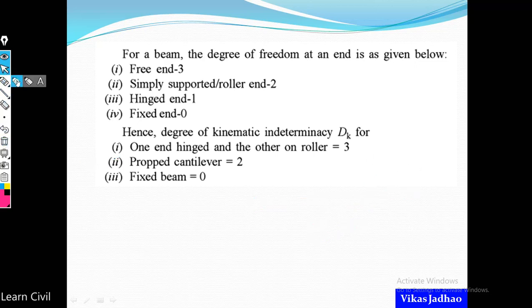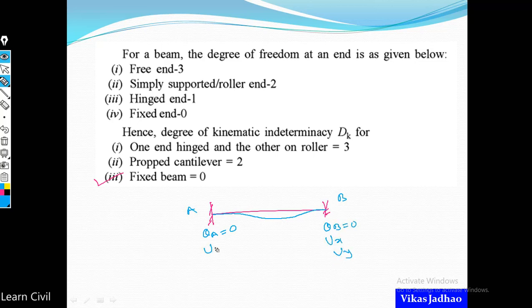And for a fixed beam, case number 3, if we have a fixed beam like this, the deflected shape will be something like this. So theta A is equal to 0 and theta B is equal to 0. Again, ux and uy at joint B and at joint A will also be 0. Therefore the degree of kinematic indeterminacy for a fixed beam will be 0.